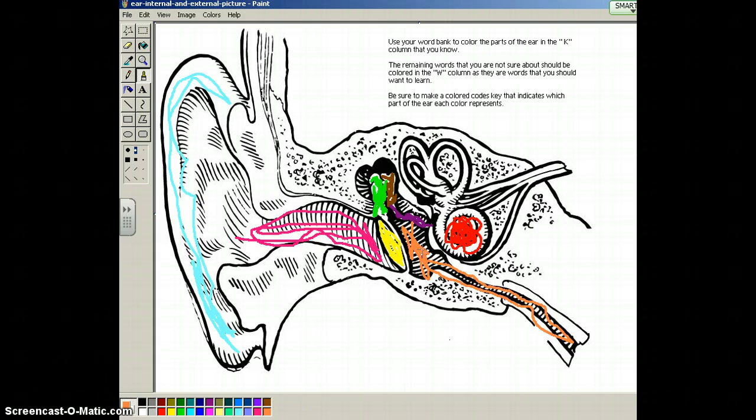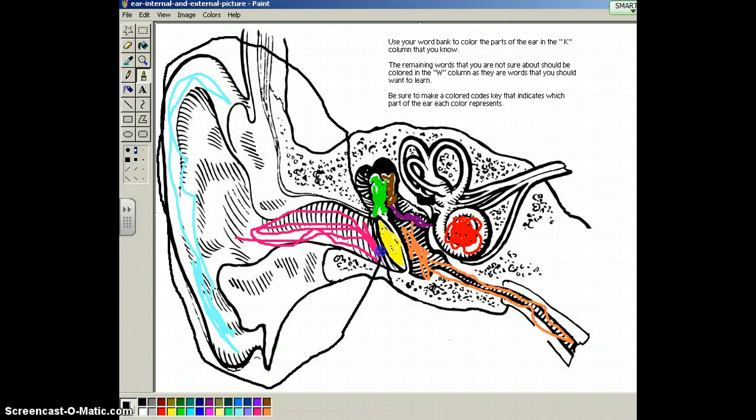Your ear has three parts: outer, middle, and inner. The outer part of the ear is indicated right here. I'm going to try to circle in black without going all over the place. The outer ear consists of your pinna or your auricle and your ear canal. The eardrum, which is the yellow piece right here, separates the middle ear from the outer ear.